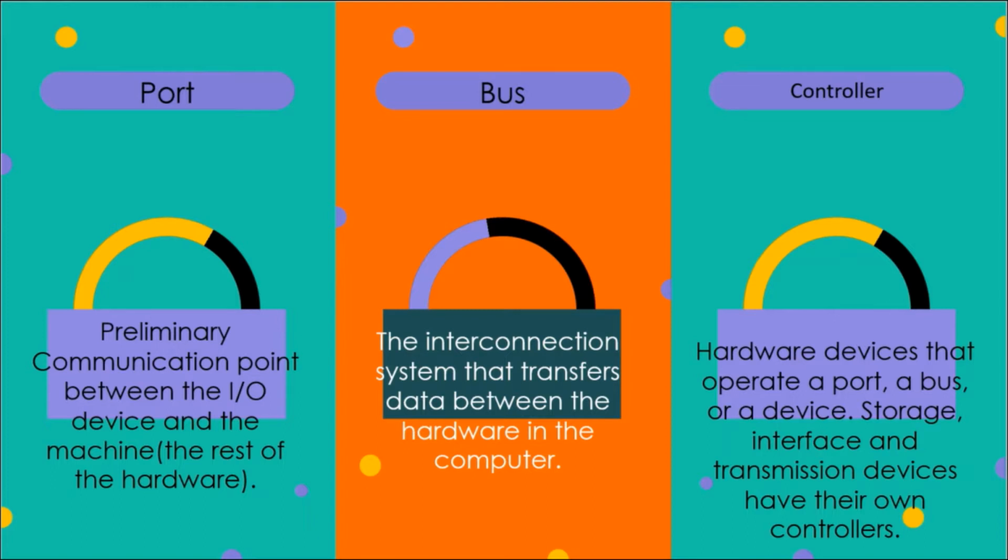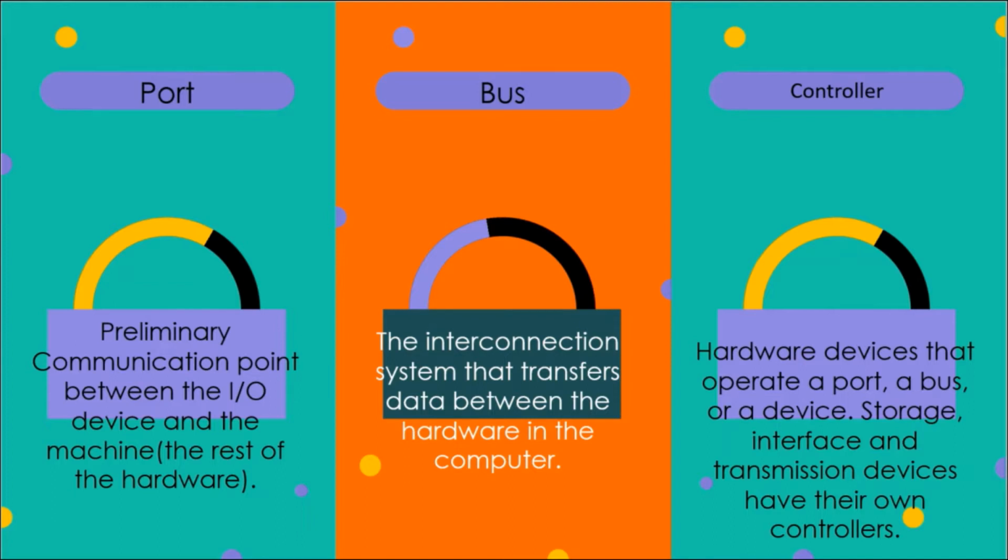A port is a preliminary communication point between the input-output device and the machine. When I say machine, I mean the rest of the hardware. And bus is the interconnection system, sort of the backbone. We can call the bus a backbone of the system because it's going to connect various hardware devices with each other to facilitate the transfer of data. Not only the hardware devices, it's also going to connect the main hardware device, which is the processor, with the other devices which the processor will be working with or manipulating. So the bus is by far the most important component here after the controller itself.